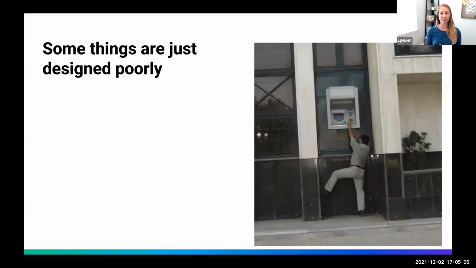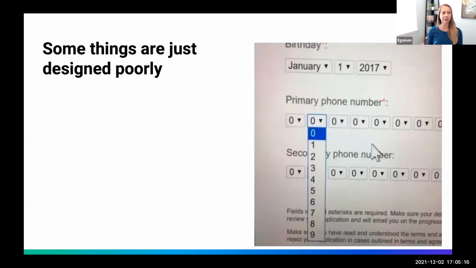So let's be clear. Some things are just designed poorly, right? You don't need to do any usability testing to know that this is a really horrible design for an ATM. And we sometimes see the same things with surveys. You can just look at this and tell that it's a really poor design. Having to go through 9 drop downs to enter a phone number is extremely tedious and not user-friendly at all.